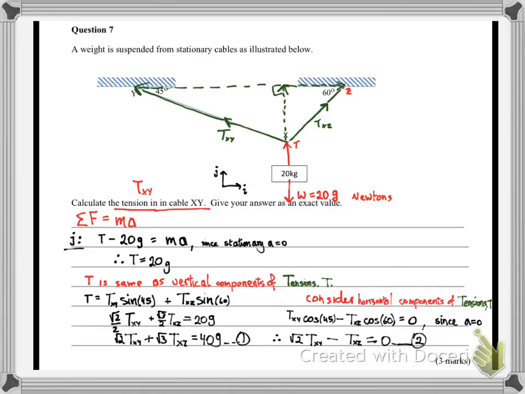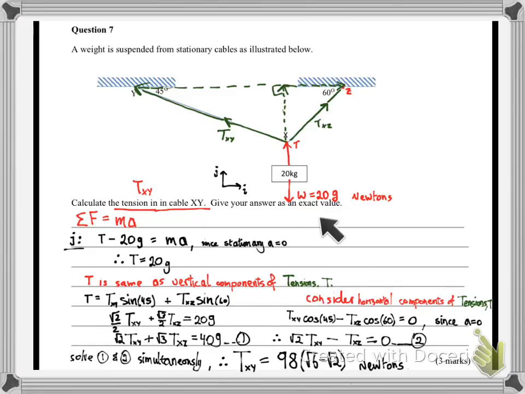Very good. Now we solve our two equations simultaneously, and we get this as our result, and there's our answer given as an exact value. That's the requirement of the question, and that is in newtons. Fantastic. So how'd you go for that one? The important idea is to think about breaking down forces into two directions, a vertical direction and a horizontal direction.